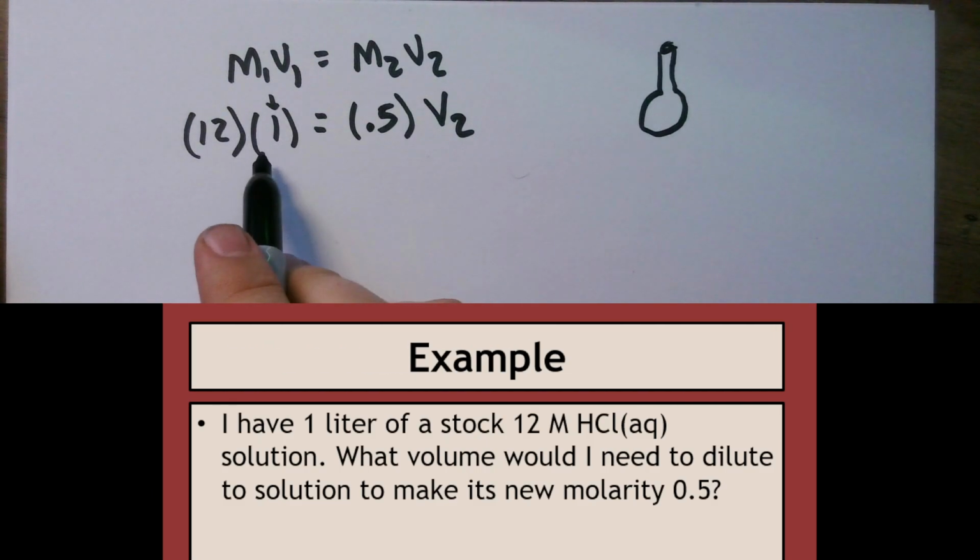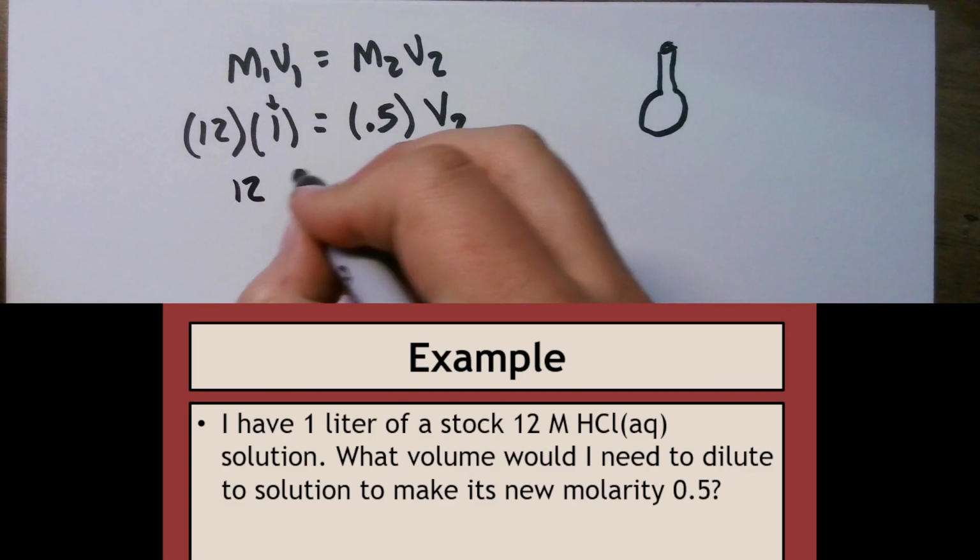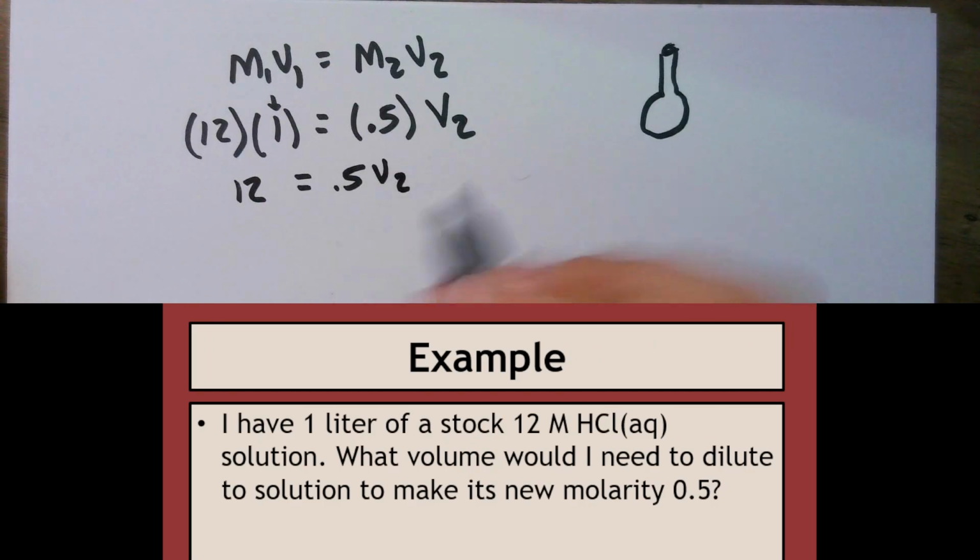So in this case, I already know I'm using 1 liter of my stock solution. How much total volume would I need this to be at for it to weaken to 0.5? So, according to my math, 12 is 0.5 times V2.